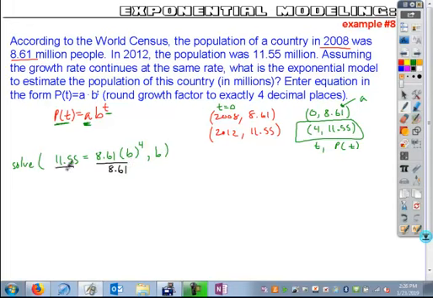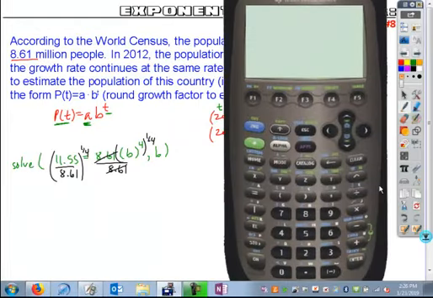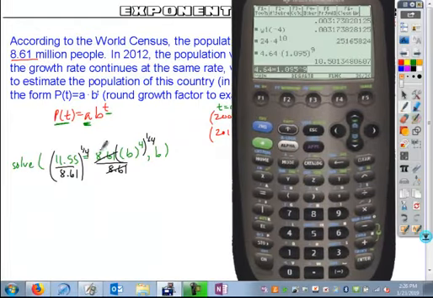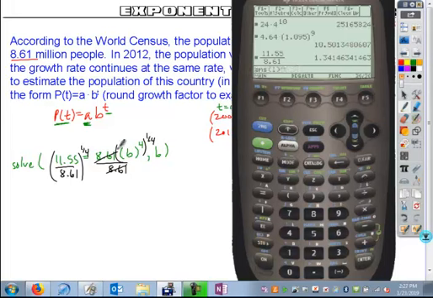If you divide by 8.61, those cancel, and then you extract this root, take the fourth root of both sides. And so instead of the fourth root here, because I'm using the TI-89, I'm going to go ahead and just take it to the reciprocal power, 1 over 4. So 1 over 4. And so when I do my calculation for this, I'm going to take 11.55, divide by 8.61, and then I'm going to take that whole thing to the power of 1 over 4. I put that in parentheses, and I get my answer.